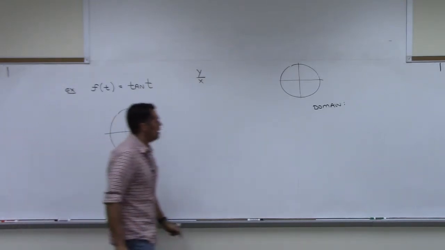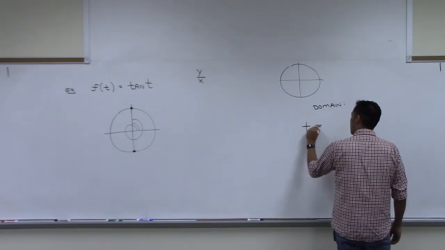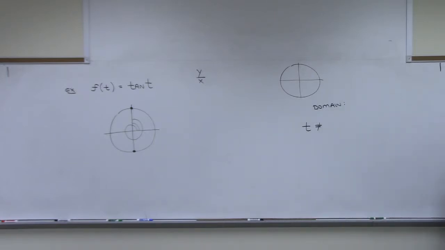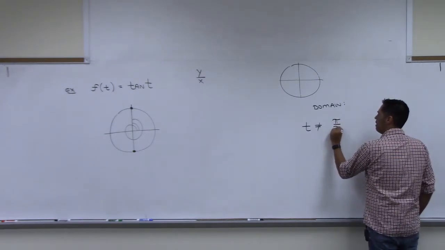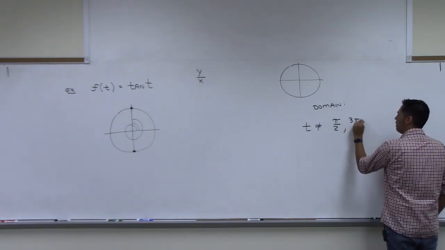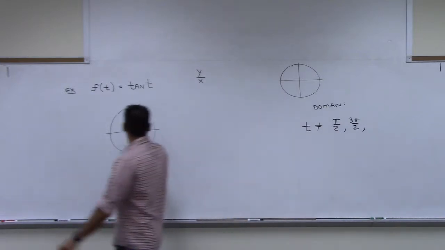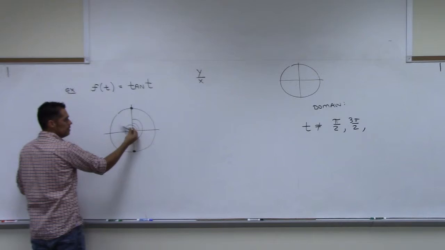Yeah, let me try this. How about I say for this one, the domain is t cannot be. Instead of me telling you what it can be, let me tell you what it cannot be. It cannot be pi over 2. Agreed? Now, it can't be 3 pi over 2 either. It can't be, what's another one? Yep, this is pi over 2, 2 pi over 2, 3 pi over 2. So it can't be pi over 2, 3 pi over 2.